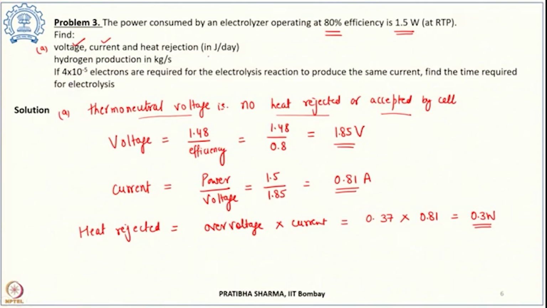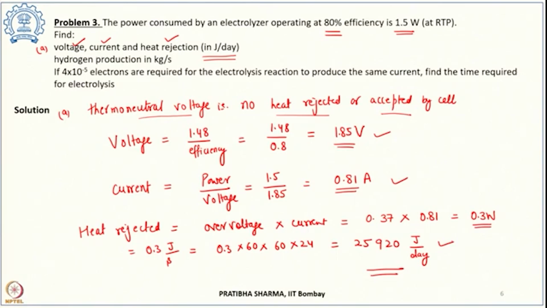Now it is being asked that we have to find out how many joules of heat is rejected per day. So it is 0.3 joule per second. Now we have to convert it into joule per day. So 0.3 into 60 into 60 into 24, and that gives us 25920 joules per day. That is what is being asked as the third quantity in part A of the problem. So the amount of voltage, current and heat rejected we have found.